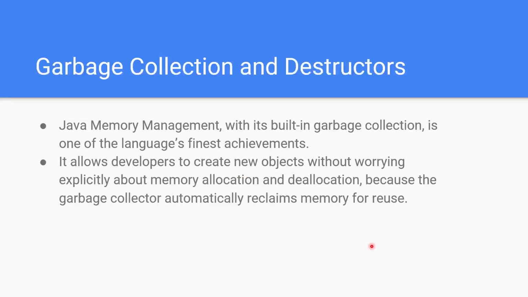Java memory management, with its built-in garbage collection, is one of the language's finest achievements. It allows developers to create objects without worrying about deleting the objects from memory. If you remember from early programming in C++, developers had to remember to allocate memory for objects and then deallocate or delete the objects from memory. If that wasn't done, objects that are no longer used would stay using the memory, and that was called a memory leak. So Java was one of the first languages to be able to assist developers with preventing memory leaks.